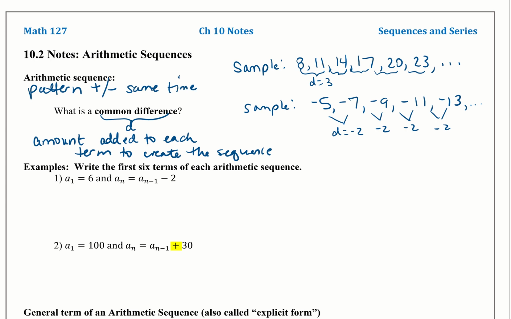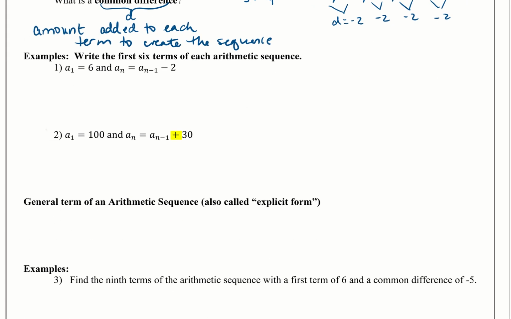I apologize. So for these ones, these are written in recursive form each time. And so on these ones, when we look at the first 6 terms, they've already given us the first term. The way I knew it was recursive was because of this notation here, which means the previous term. So if I want to find a sub 2, I would be looking at a sub 2 minus 1, or a sub 1, which in this case is 6 minus 2. This is the previous term.